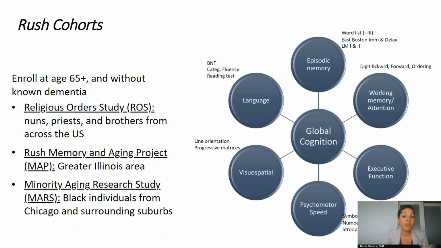So for this study, I used data from Rush University, and Rush University has 3 amazing aging cohorts that enroll at age 65 or older and without known dementia, so they can follow them over time. And these 3 studies are the Religious Order Study, the Rush Memory and Aging Project, and the Minority Aging Research Study, where the majority of the Black participants come from, which includes Black individuals from Chicago and the surrounding suburbs, of which Dr. Lisa Barnes at Rush is the PI. They also have a very in-depth neuropsychological battery, looking at different cognitive domains, such as visual-spatial, language, episodic memory, and working memory, and all of these different cognitive tests are aggregated to make a measure of global cognition.